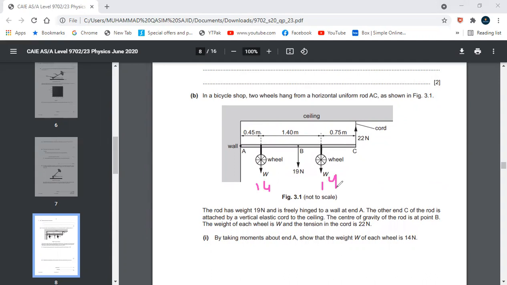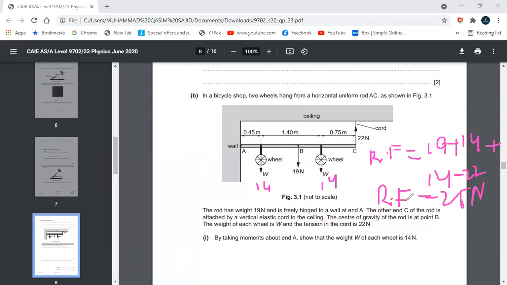So we have to find the resultant force. How to find the resultant force? The resultant force is equal to the downward forces, that is 19 plus 14 plus 14, and there must be an inverse, that is minus 22. So the resultant force must be equal to 25. Is this clear or not? This is the resultant force that is acting on the bar.